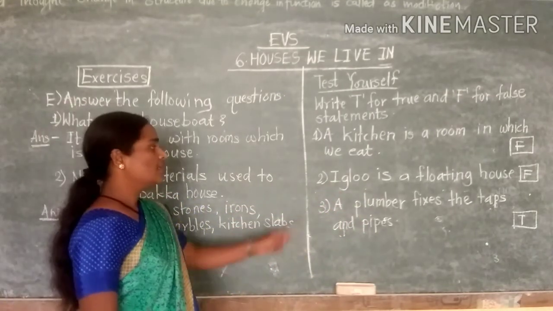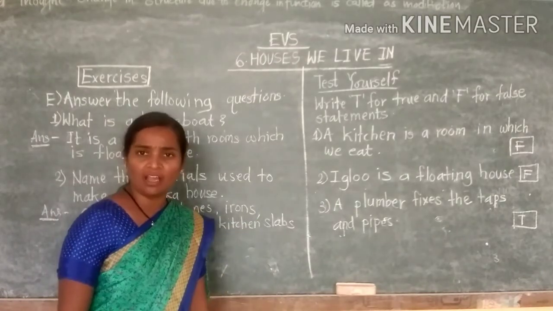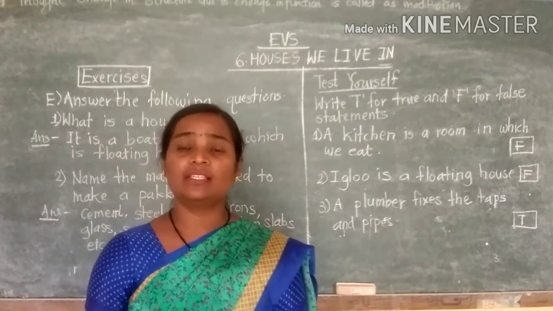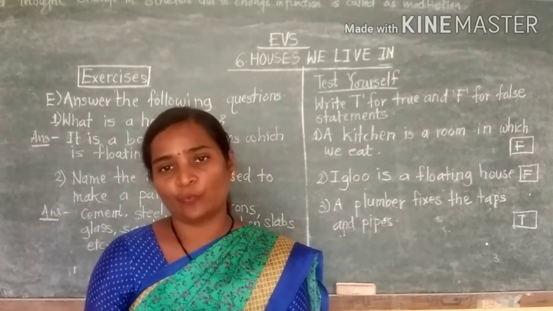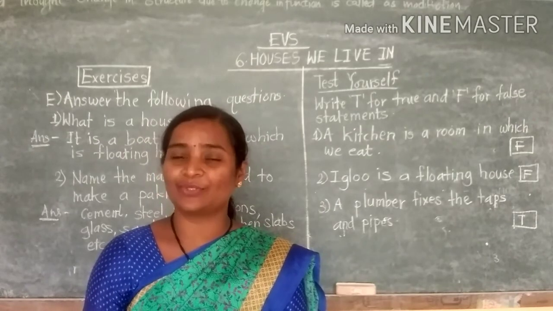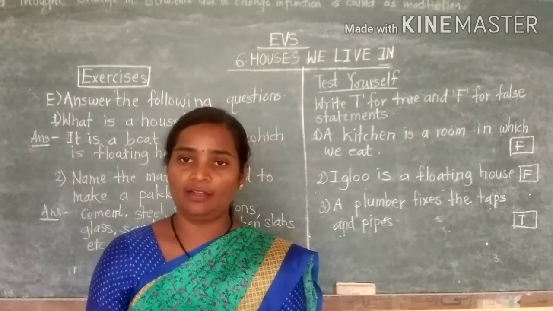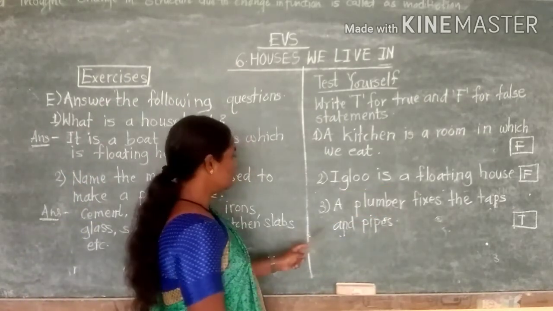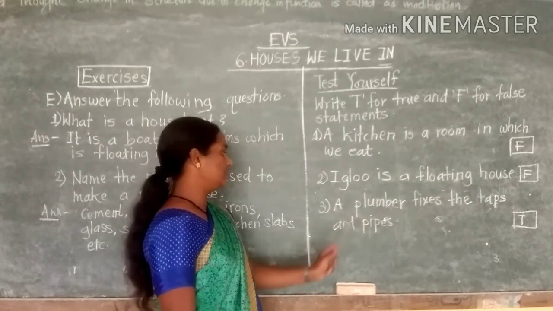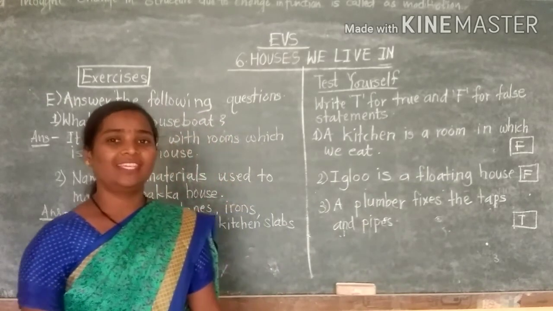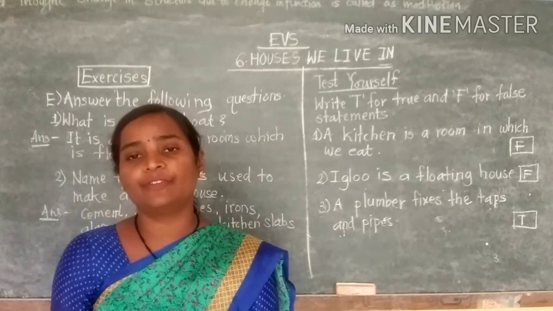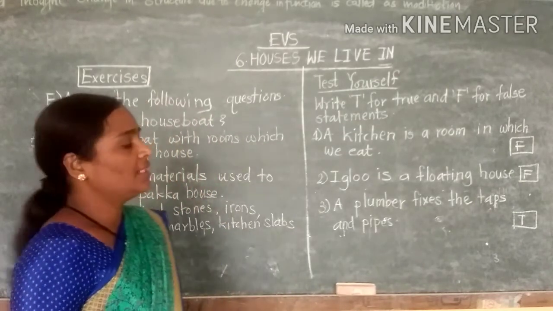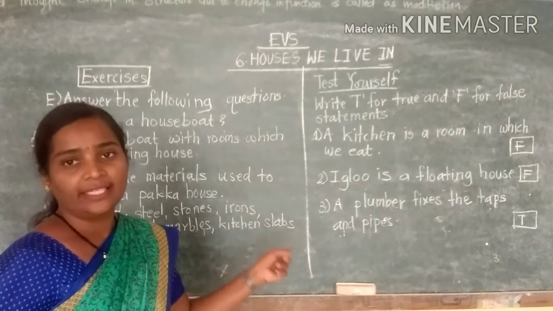Second, igloo is a floating house. No, igloo is made up with the snow. Means it is a special house. It is not a floating house. Understood? So this one is also false. Third, a plumber fixes the taps and pipes. Yes, correct. Plumber only fixes taps and pipes in the house. So this statement is true. I have written there T.